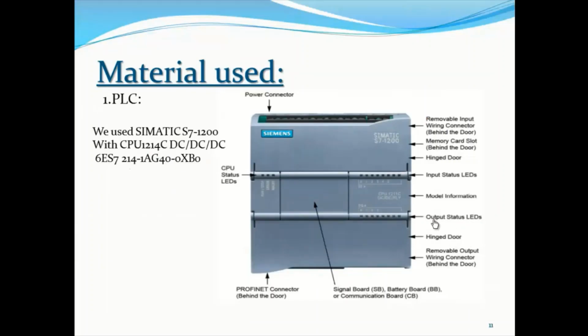Okay, now we have the material we used. This is the obvious one, the PLC, the S7 1200. We're using the one with CPU 1214C DC, with this reference, on which you can see the CPU status LED, the power connector, the removable input and output wiring connectors, and we have the memory card slot, the input status LEDs and the output ones, the hinge door, and the Profinet connector.